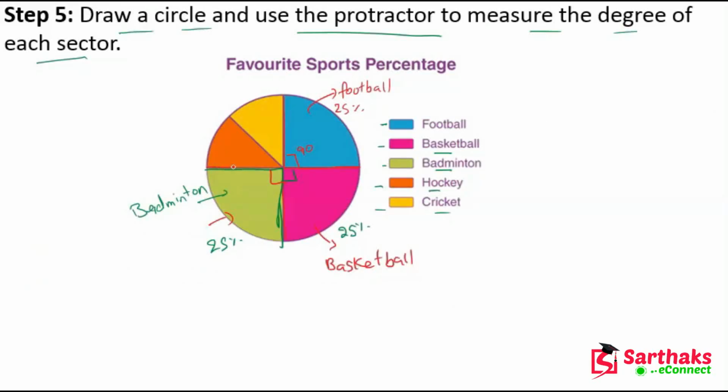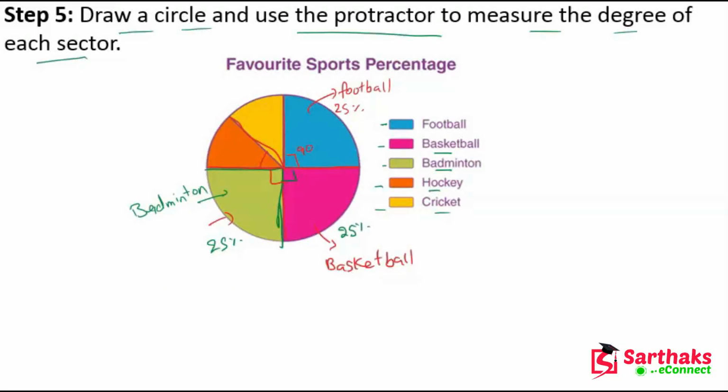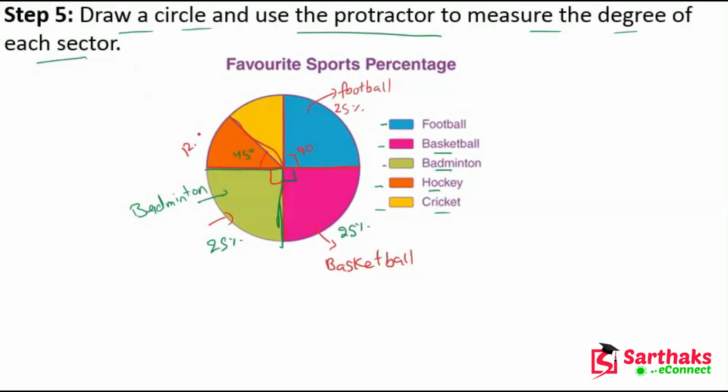Now if you talk about hockey, this sector represents hockey, and the angle is 45 degrees. The percent of hockey is 12.5%. Similarly, in cricket, the central angle is 45 and the percentage is 12.5%. So this is the pie chart, or pie graph, or circle chart. These are the sectors of favorite sports percentage.